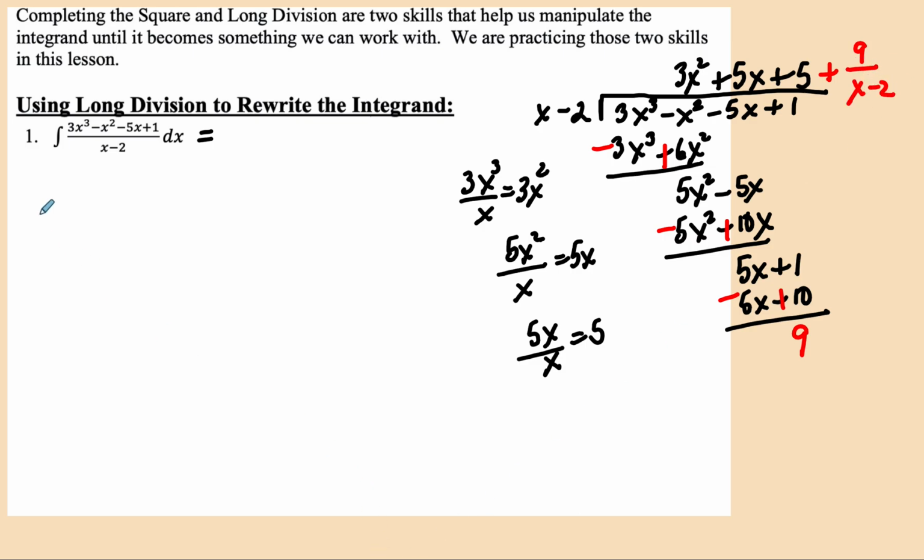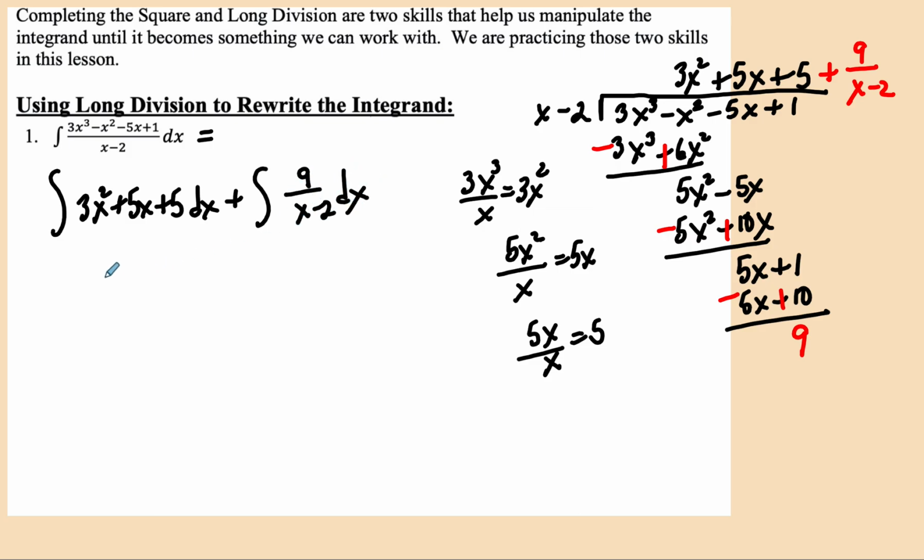All right, so now I can rewrite this in two integrals. I can write it in this integral right here, 3x squared plus 5x plus 5, dx, plus the integral of the fraction, which is 9 over x minus 2 dx. And I can find the antiderivative of this. This will be x cubed plus 5x squared over 2 plus 5x.